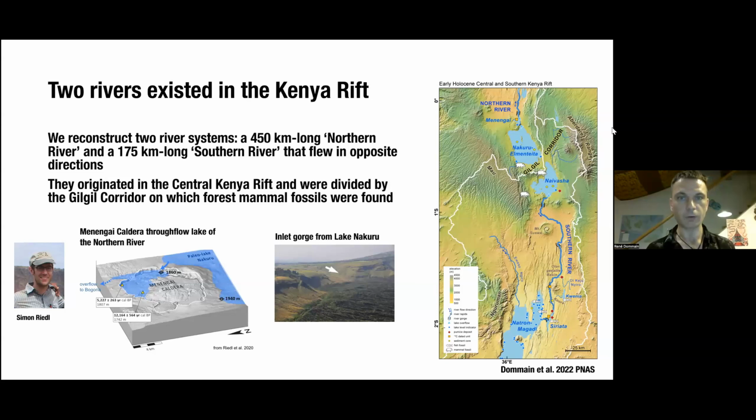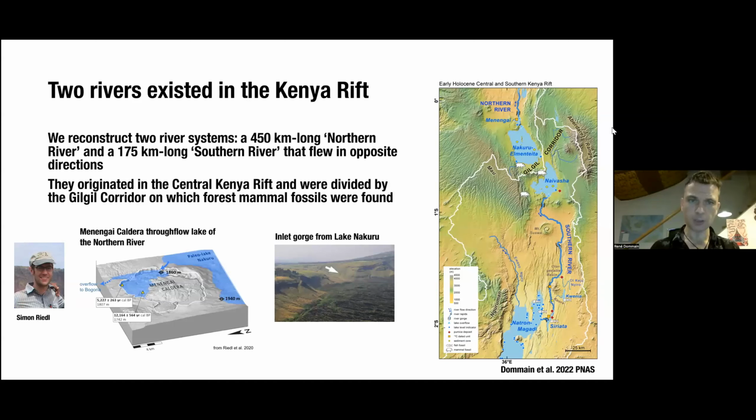So we have a 450 kilometer long northern river and a 175 kilometer long southern river, which flowed in opposite directions. And there was a little corridor across the Rift Valley, the so-called Gilgil corridor. That's the highest area of the rift today, a little bit more than 2,000 meters in elevation. And on this corridor, mammal fossils also provide evidence that this was actually a terrestrial dispersal corridor.